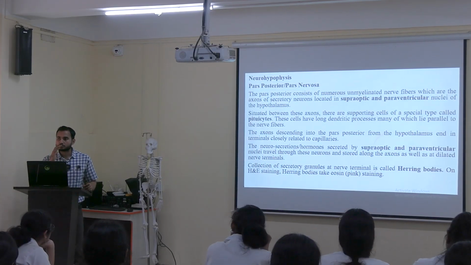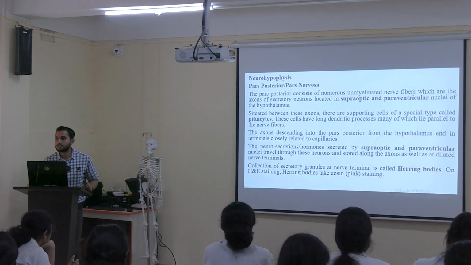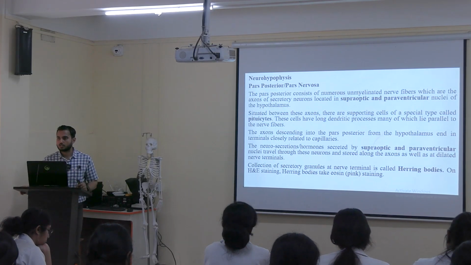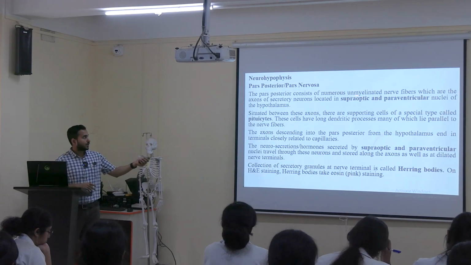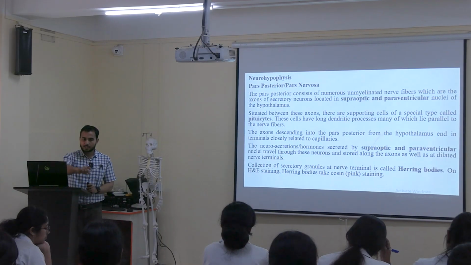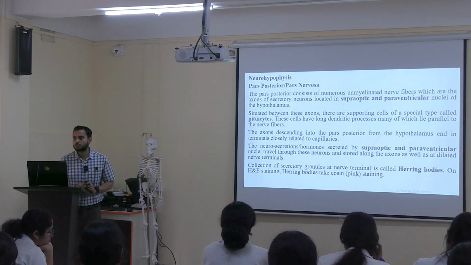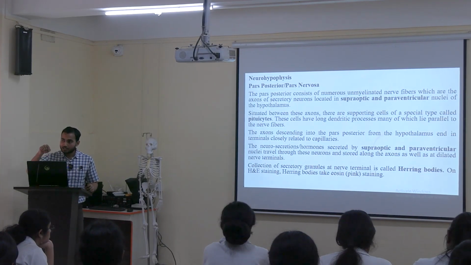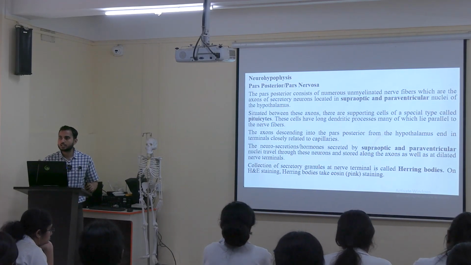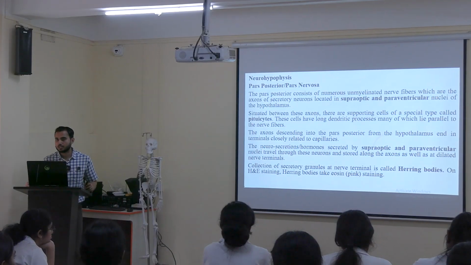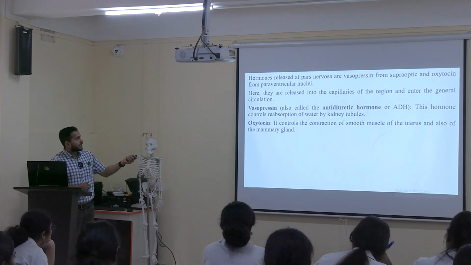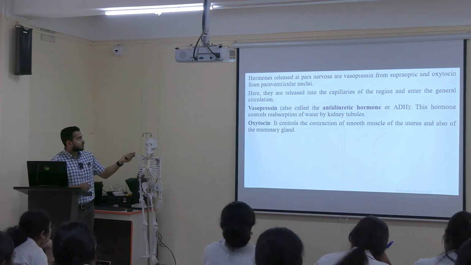So what does this mean? The pars posterior, or neurohypophysis, is not secreting hormones. It is releasing the hormones, and those hormones are secreted in the hypothalamus. Where are they secreted? Two nuclei are there, supraoptic and paraventricular nuclei. They come into the pars nervosa with the help of these nerve fibers and are accumulated in the dilated portion called herring bodies, which can be seen under H&E stain. What is the appearance? It is pink because they take the eosin stain. The hormones released at the pars nervosa are vasopressin and oxytocin.